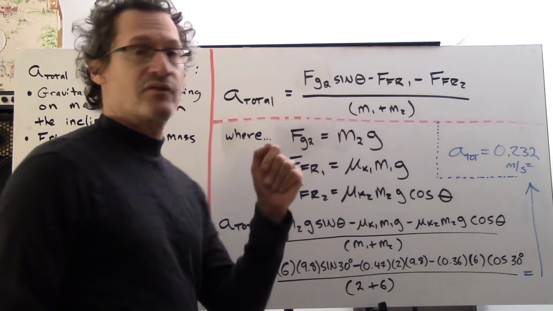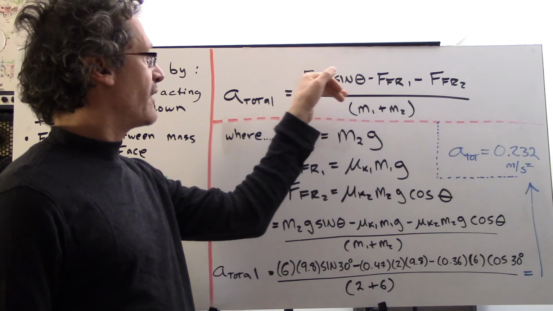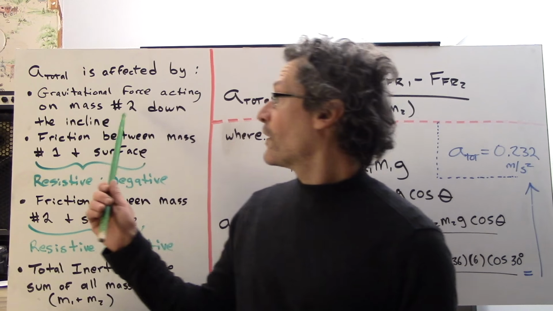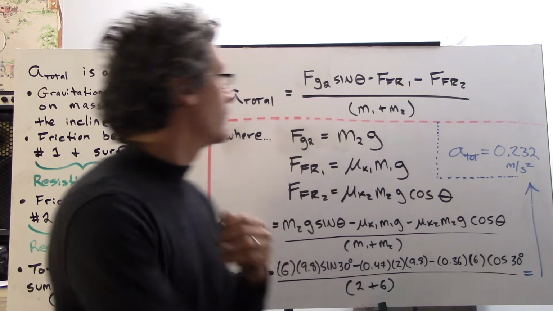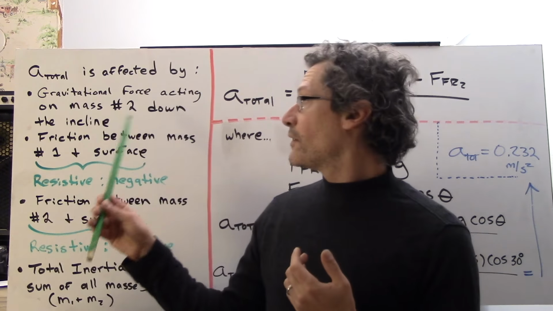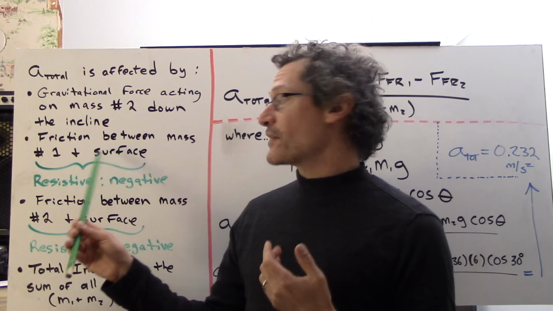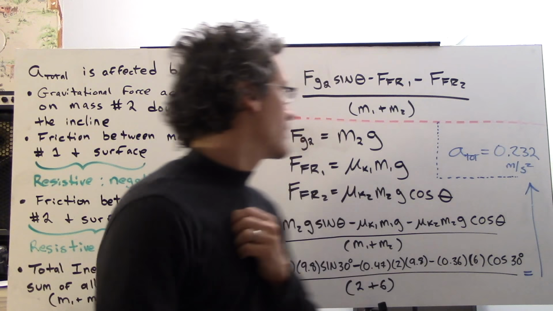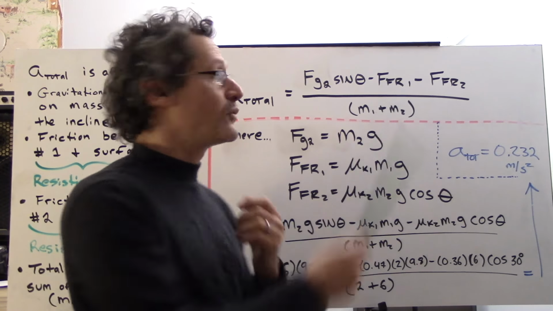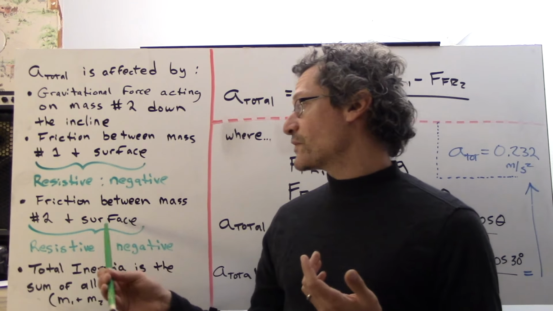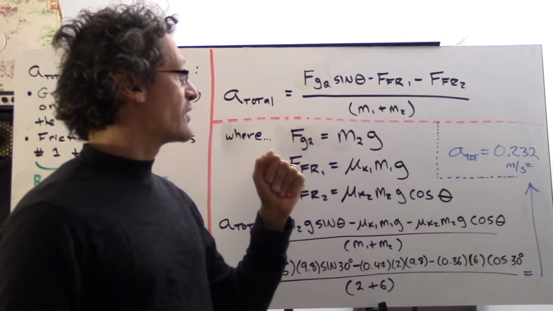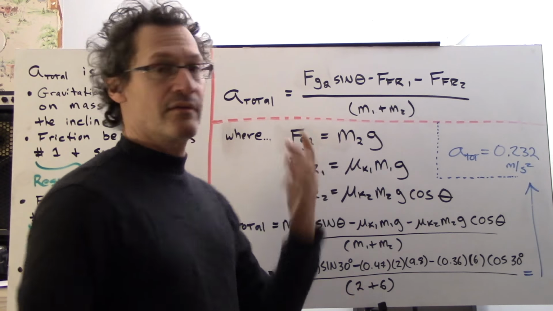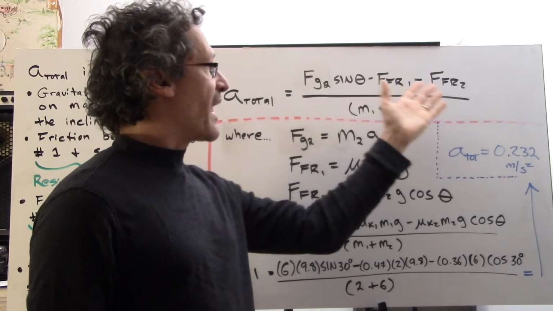Here it is in algebraic notation. A total is Fg2 times the sine of theta. That's the gravitational force acting on mass 2. Force of friction 1, that's based on the mass number 1 and its interaction with the surface. F friction 2, friction between mass 2 and its surface, over sum of the forces, sum of the masses, the inertia. Therefore, we have it. That's the expression.